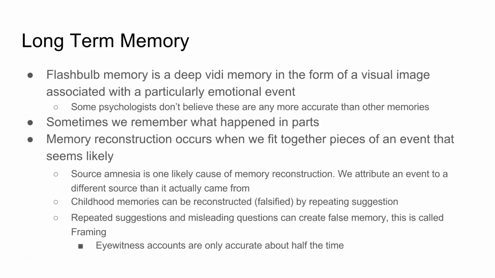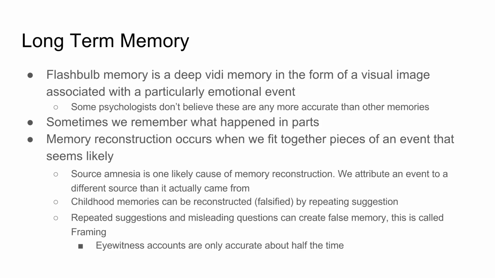One of the possible causes is what's called source amnesia, and that is attributing an event to a different source than where it actually came from. So if, for example, a child reads a book so many times that they begin to believe those events actually happened to them rather than just happening in the story, they have what's called source amnesia.